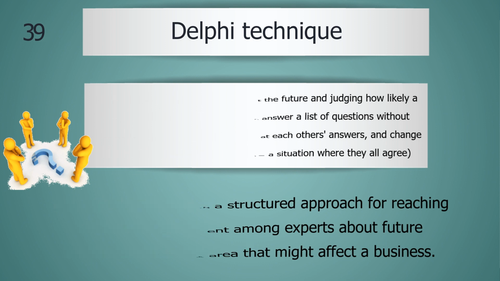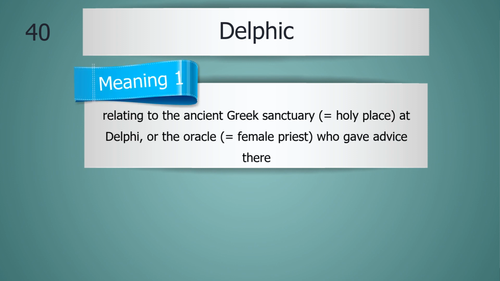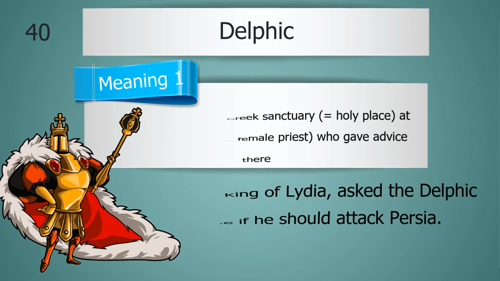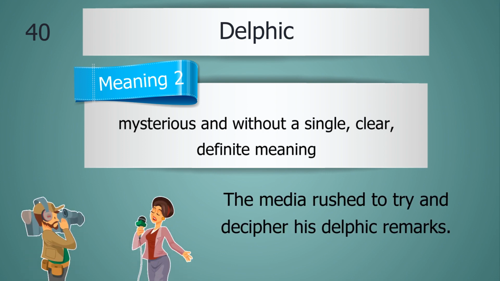Delphic, first meaning, relating to the ancient Greek sanctuary at Delphi, or the oracle who gave advice there. Croesus, king of Lydia, asked the Delphic oracle if he should attack Persia. Second meaning, mysterious and without a single, clear, definite meaning. The media rushed to try and decipher his Delphic remarks.